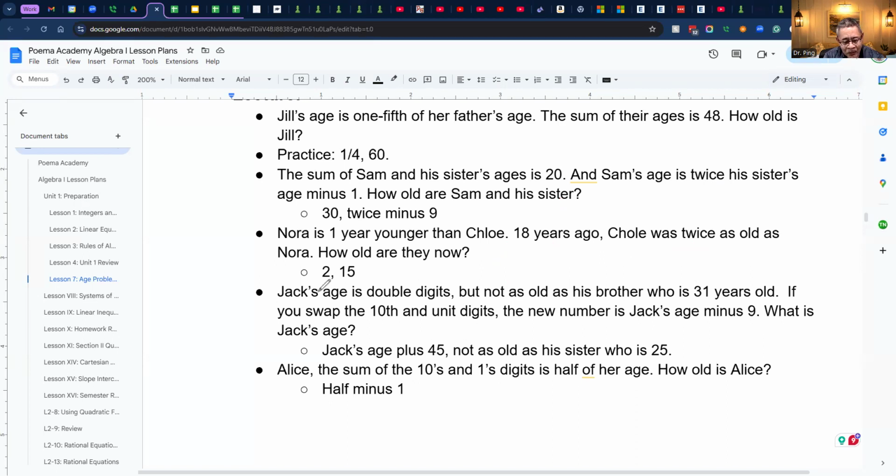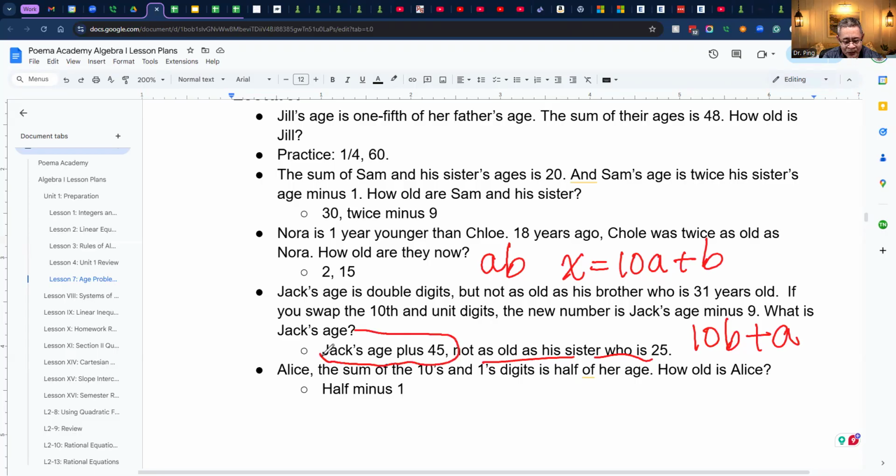Now his age is a double digit in the teens, but not as old as his sister, who is 25. Okay, so Jack's age is AB, which has the value 10 times A plus B. And if you flip this, swapping the ones and tens digits, then we get 10B plus A. And this new number is Jack's age plus 45.